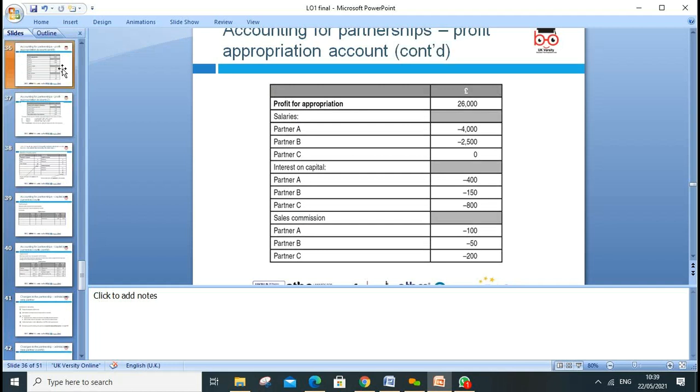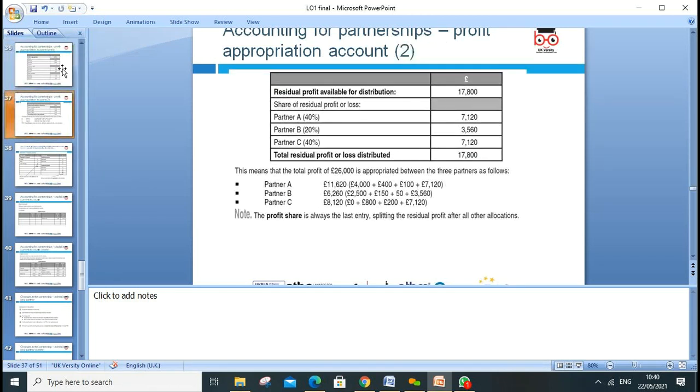We prepare profit as normal and then we have salaries of partners. Salaries for partners are an expense for the business, so we minus them from it. Interest on capital is an expense for the business, but it is income for the individual. Sales commission is an expense. Whatever profit is left is distributed between partners according to the sharing ratios we agreed. Like here, we have a profit and then a 40, 20, and 40% distribution ratio, so we can distribute our profit.